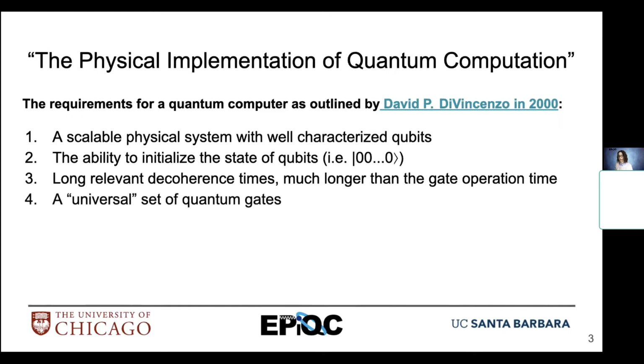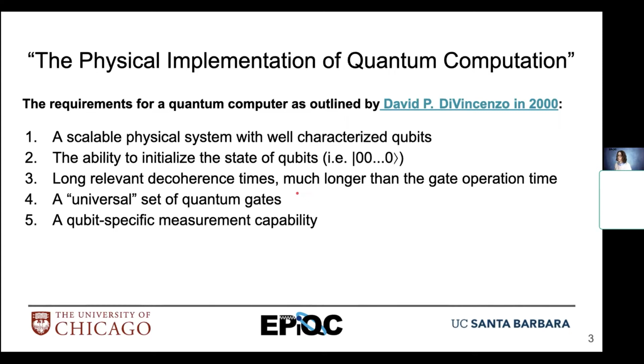Next, we have to have a universal set of quantum gates. So what does that mean? In just a high-level view, a universal set of gates, we won't really worry about getting into the details, but that means that we have gates that can implement quantum algorithms. And 5, qubit-specific measurement capability.